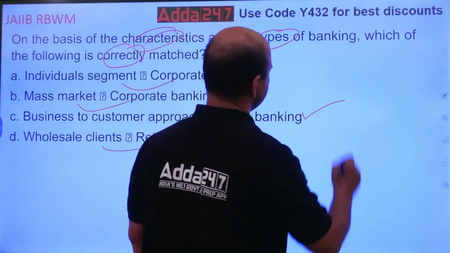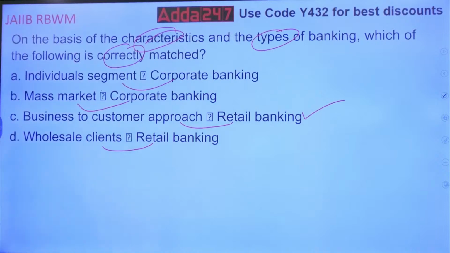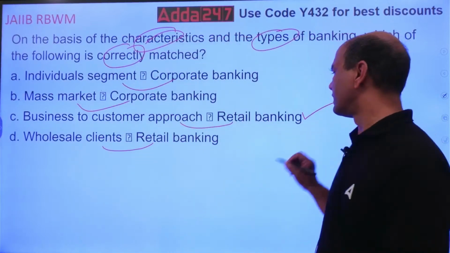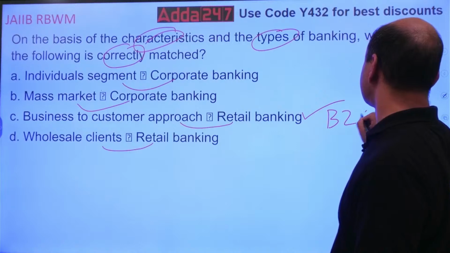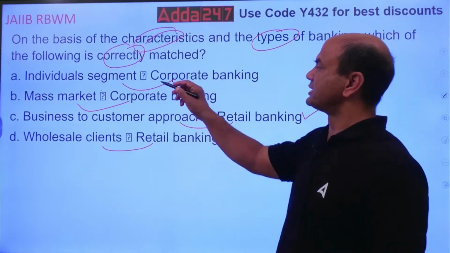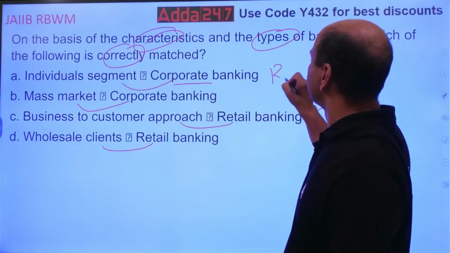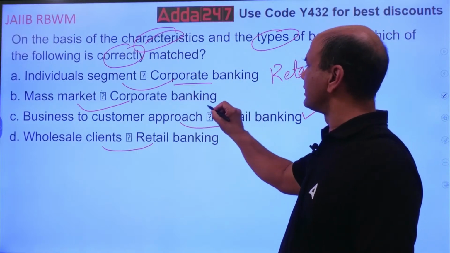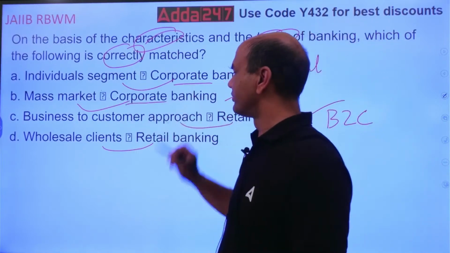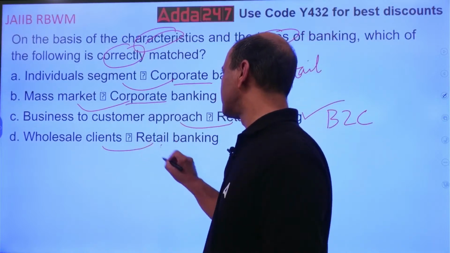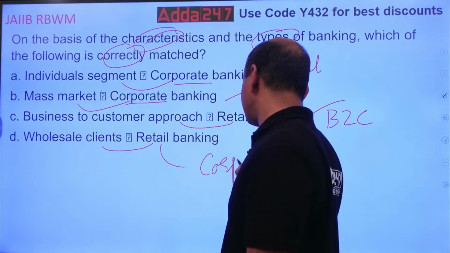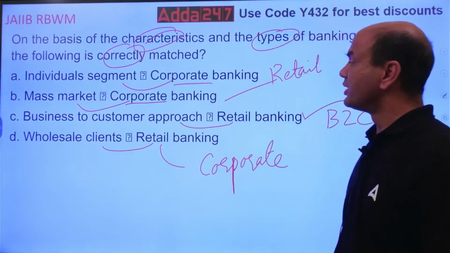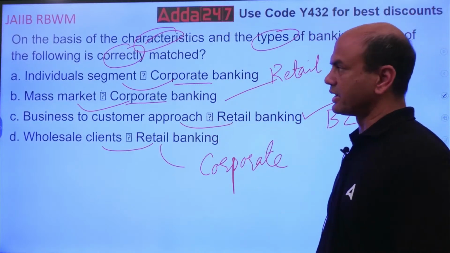Retail. This one. Business to customer, B2C. We call it retail banking. Retail banking is B2C. Individual segments, that is retail banking. Mass market, again retail. It's not corporate banking. Wholesale clients, this is not retail, this is corporate. So that is the difference. So the correct answer is B2C, retail banking. Got it?